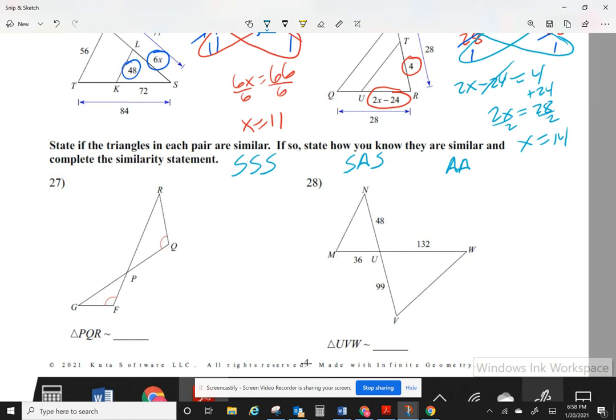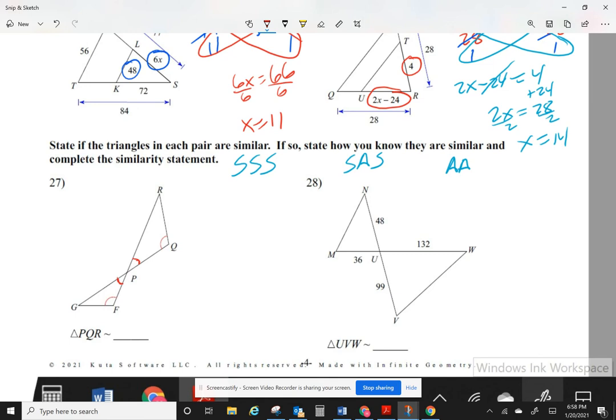All right, so let's take a look at number 27. I can tell angle F is equal to angle Q, right? They're marked the same way. I also know that when there's an X form, opposite angles are equal. So I can say that this side of angle P is equal to this side of angle P. I have 2 angles on one triangle equal to 2 angles of the other triangle. That's enough for angle, angle.